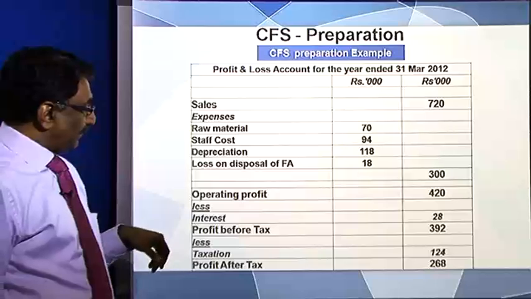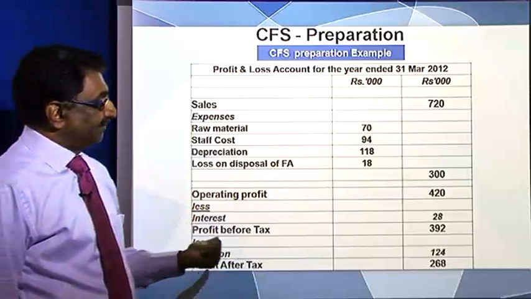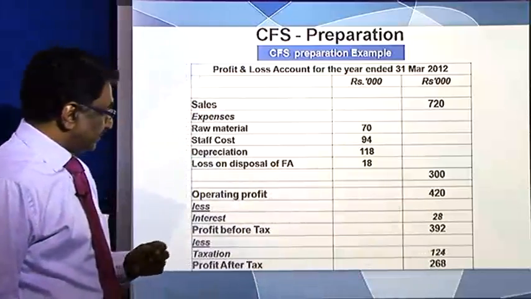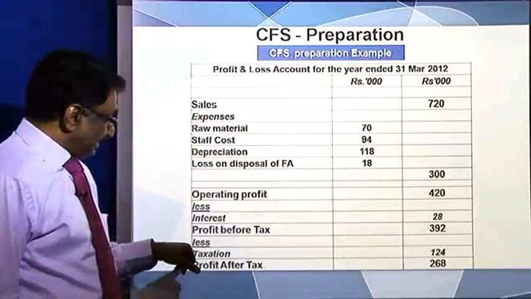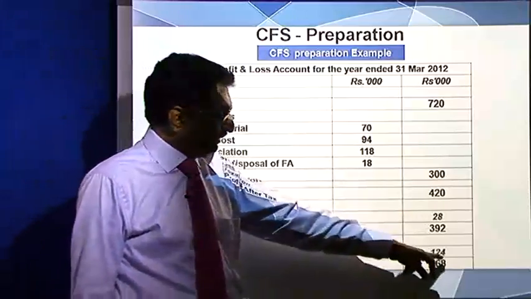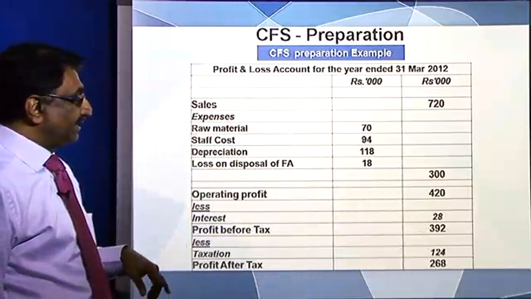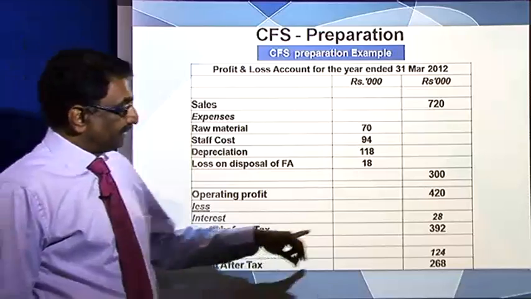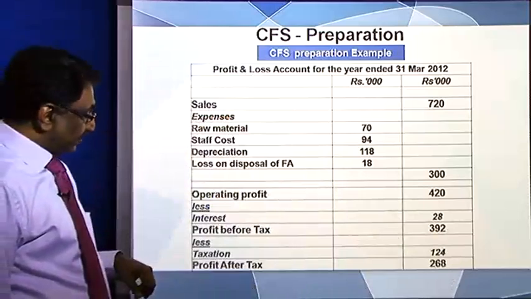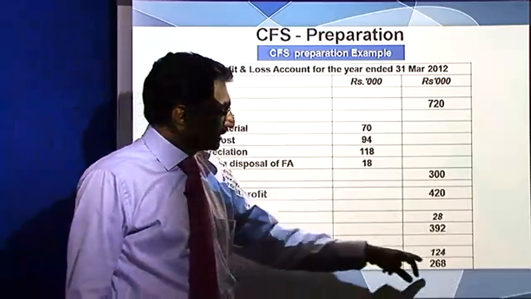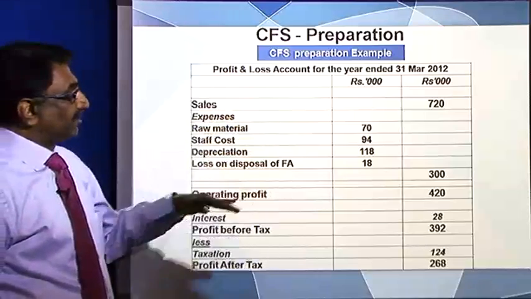So, the operating profit was 420, from which you deduct the interest that has been paid, which is 28,000, arriving at profit before tax of 392, and there is a taxation amount of 124, that has been assessed to be paid for the current year. This is also a figure that you should note, 124 is the taxation amount that has been assessed, it has to be paid, and the profit after tax is 268. So, this is the profit and loss account.